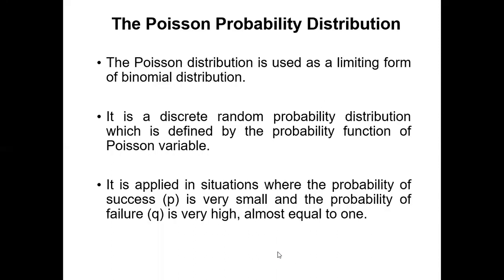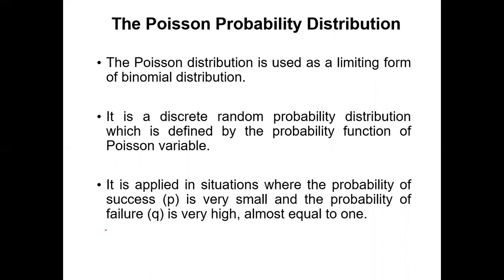Now, in this video, I will teach on Poisson probability distributions. In the earlier two videos, I explained what probability distributions are. That was the first video. And in the second video, I talked about the binomial distribution. In this video, I'll explain the Poisson distribution. One of the striking features of the Poisson distribution is that it is used as a limiting form of the binomial distribution.